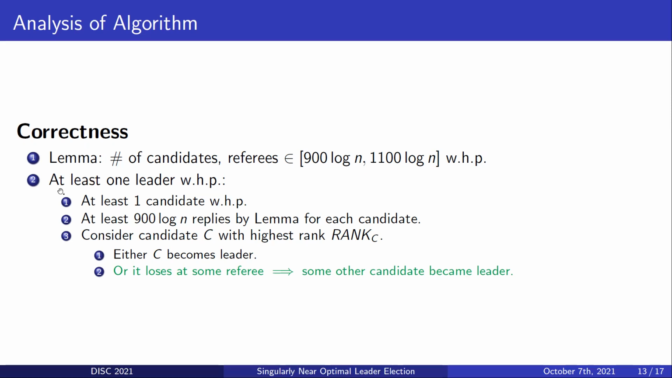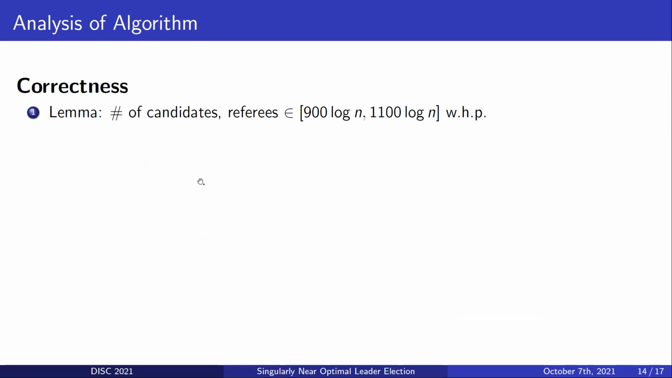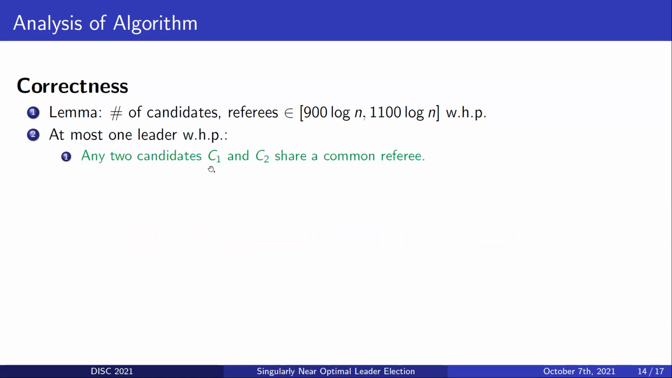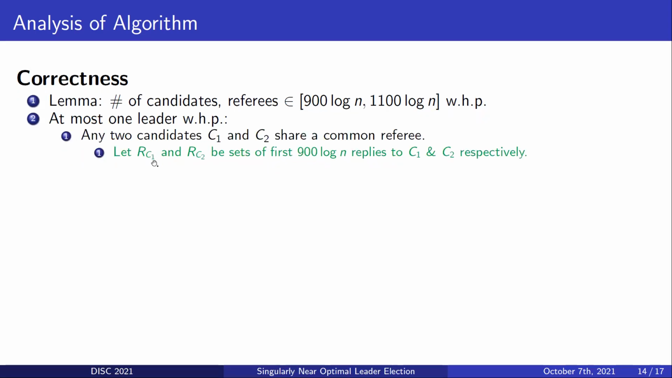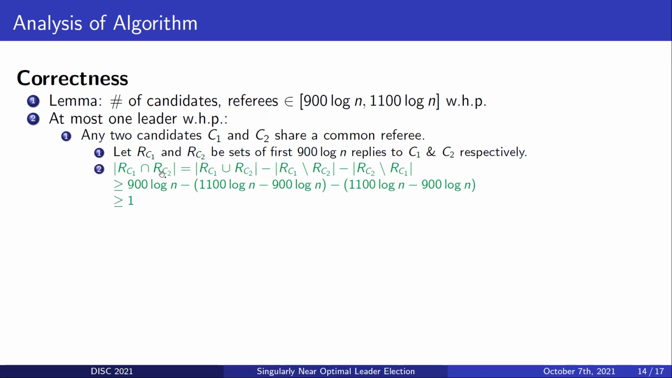So now we've shown that at least one leader is chosen. What about at most one leader is chosen with high probability? Well, for any 2 candidates, C1 and C2, we're going to show that they share a common referee among the first 900 log n replies. So let R_C1 be that set of first 900 log n replies for C1, and R_C2 be that set for C2. Now, it's easy through a little bit of math, thanks to this lemma, to show that the intersection of these 2 sets is non-zero.